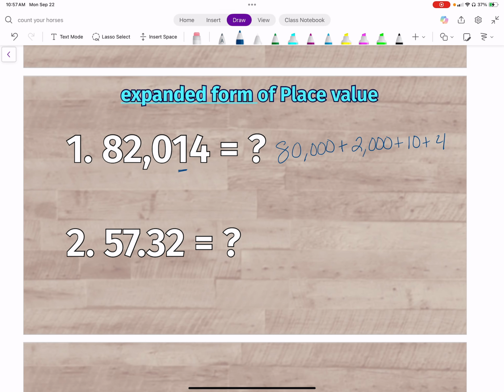And then on number 2, we have 57 and 32 hundredths. So first we're going to have 50. We're in the tens. Now the ones, 7 ones. We're going to have 3 tenths. Remember my decimal there. And now we have 2 hundredths.